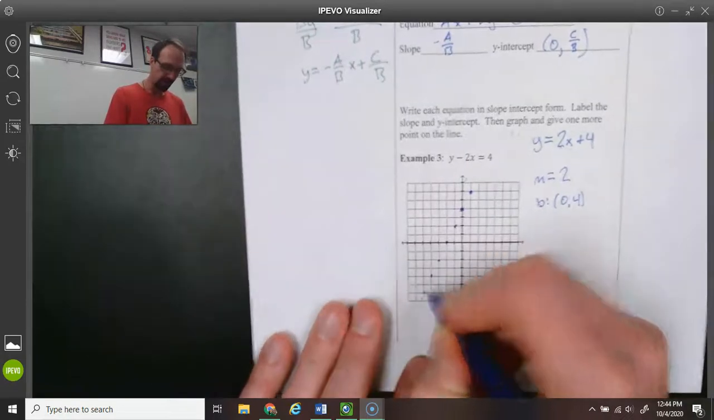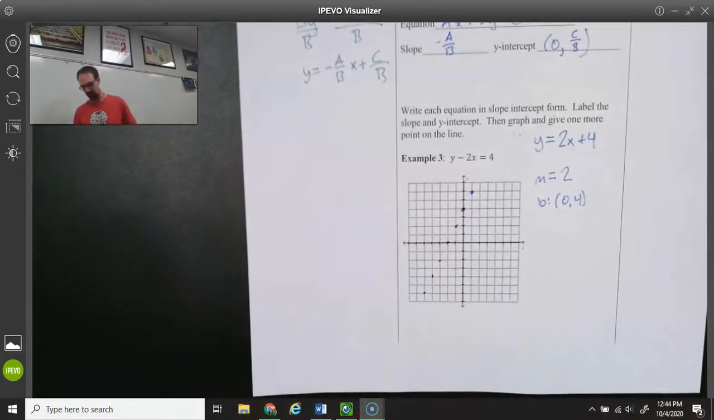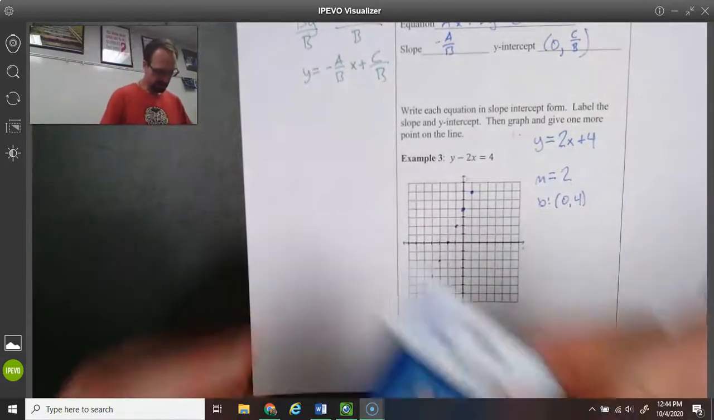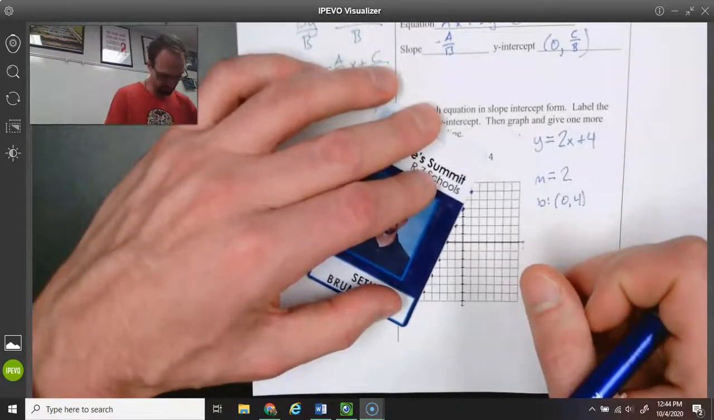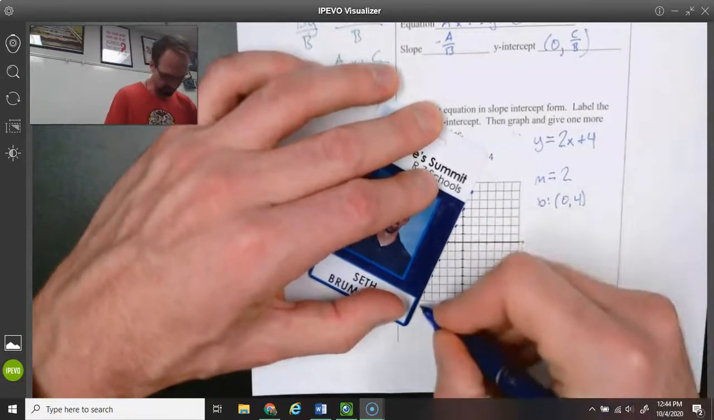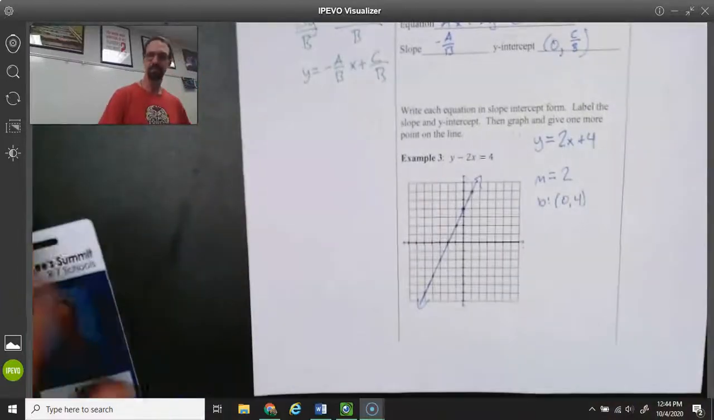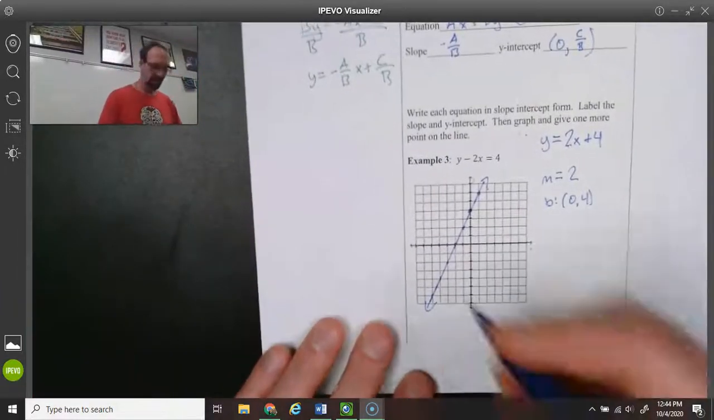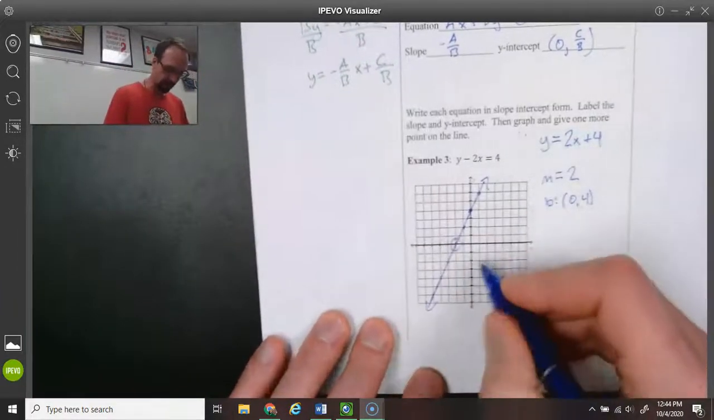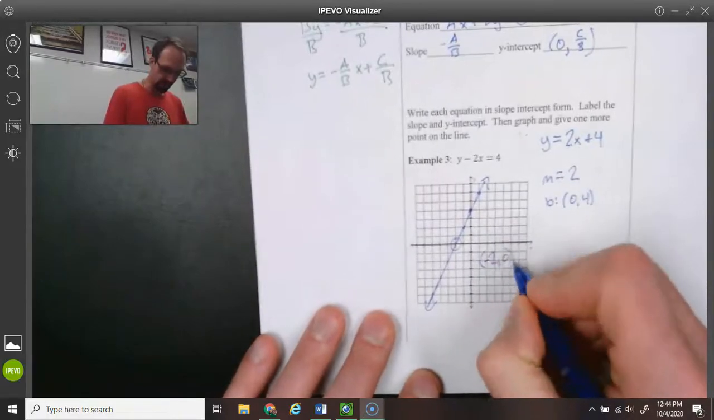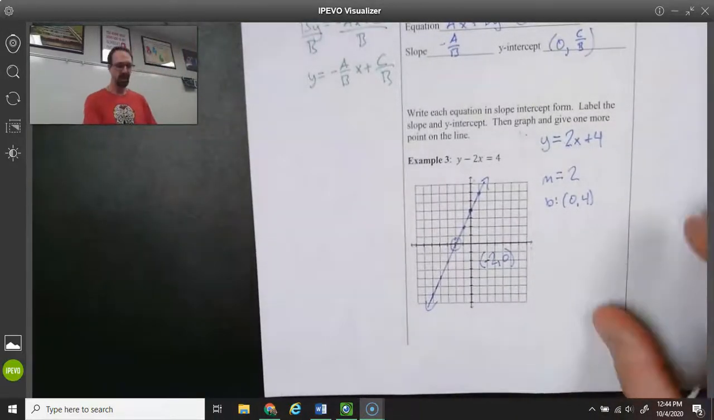Whenever you make a line, you always want to use a straight edge. Conveniently, I have my ID that I can use as a straight edge. And then it says give one more point that's on the line, so any point I could give. This point here is going to be (-2, 0). That's another point that's on the line. There's example 3.